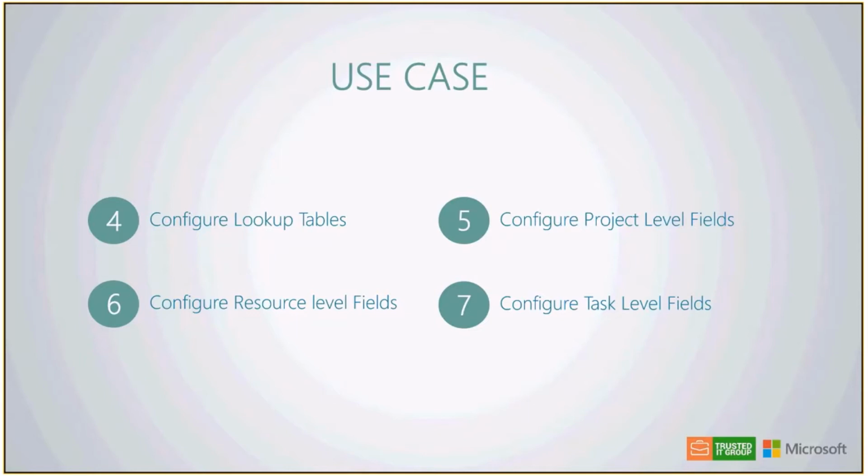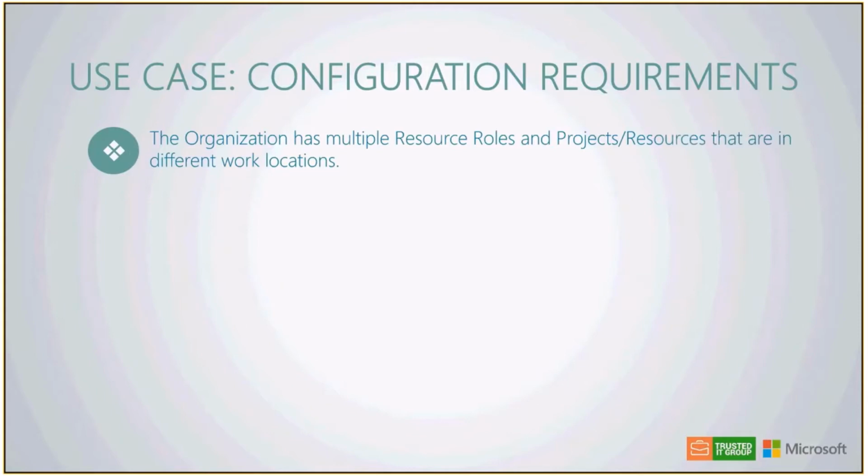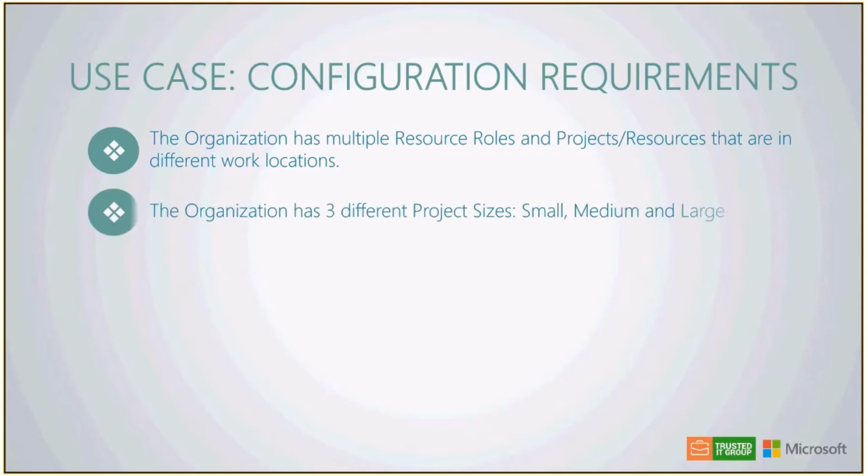So let's discuss this. The first use case configuration requirement is that we have an organization that has multiple resource roles, and projects and resources are spread across different locations. Okay. Then the organization has 3 different project sizes: small, medium, and large.